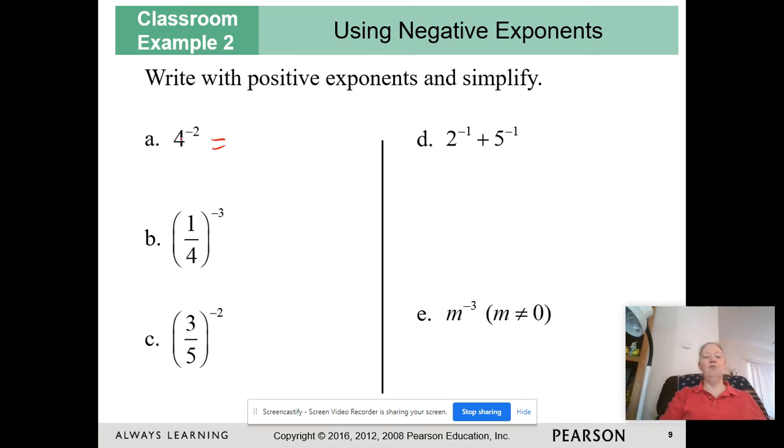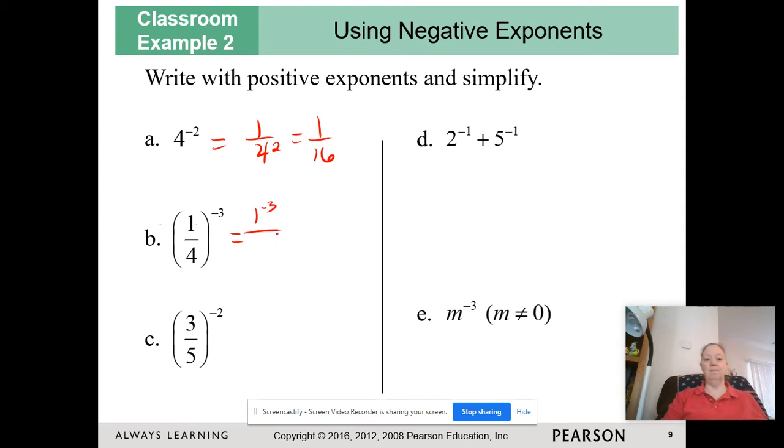All right, 4 to the -2, 1 over 4 squared. If we simplify that, we get 1 over 16. This one can be done a couple different ways, and I'm going to show you both ways, actually. So I'm going to show you one way with this fraction and a different way with this fraction. So we're going to apply the exponent to each one inside.